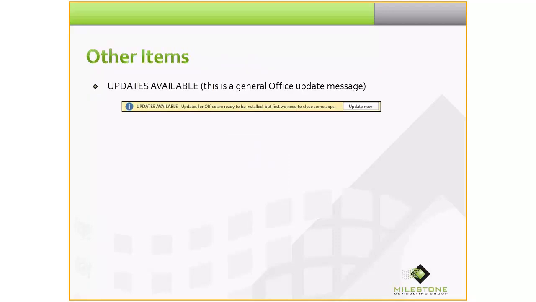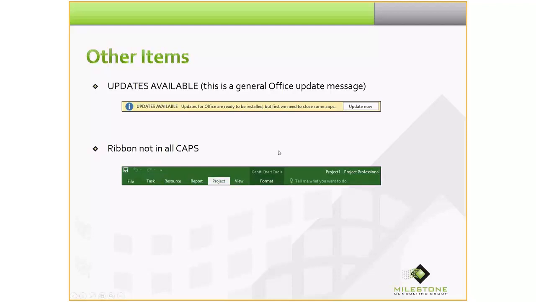Updates available. This is a general Office update message that you'll see up above the Gantt chart view up by the ribbon. It basically just tells you when updates for Office are ready to be installed. Okay? I want to be careful of this, but that banner will appear from time to time. The ribbon is not all in caps. Nice change.